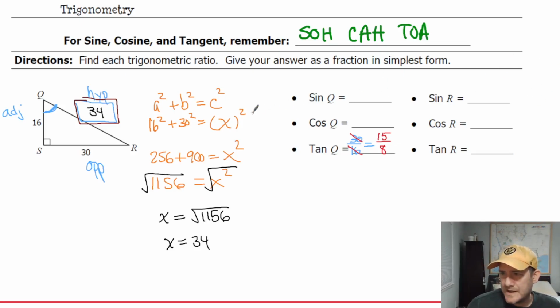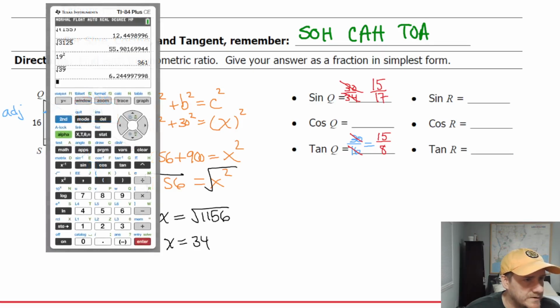So that means sine is going to be 30 over 34, but again, do not forget that you must reduce. If you chop those both in half, you get 15 over 17, and that's the only acceptable answer, is that reduced one. One more time, if you have a TI graphing calculator, let me pull that up. Here it is. Let me just move it over. Actually, let's leave it over there.